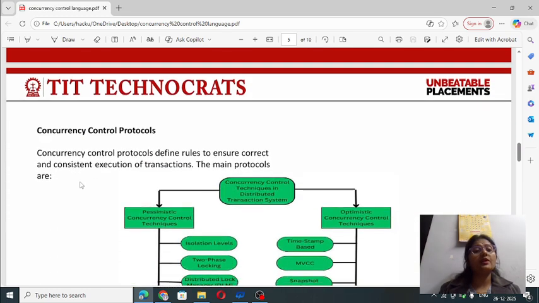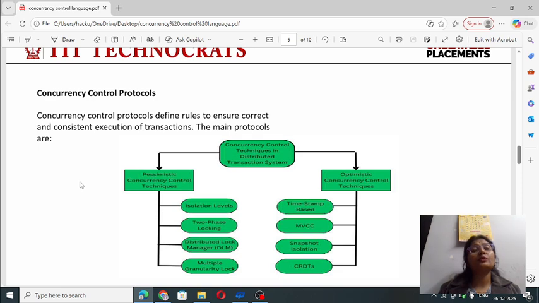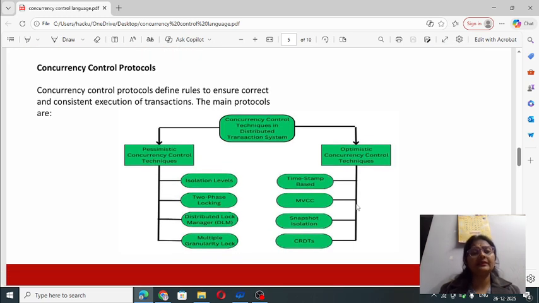Concurrency control protocol: what is a protocol? A protocol is based on multiple rules which protect your models. Concurrency control techniques in a distributed transaction system are pessimistic and optimistic. Pessimistic includes isolation levels, two-phase locking, distributed locking, and multiple granularity. Optimistic includes timestamp, MVCC, snapshot isolation, and CRDTs. The mainly used protocols are the two-phase locking protocol.